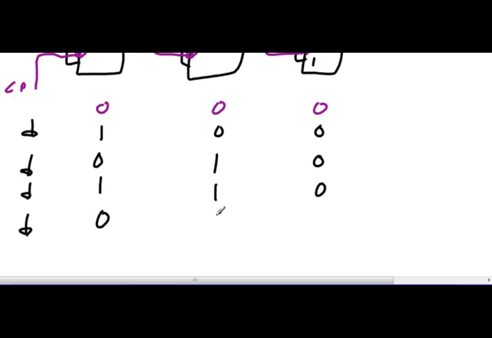He went to 0, so this guy toggles down to 0. That guy toggles over to 1. And now I have an up counter. Up. I can spell up.